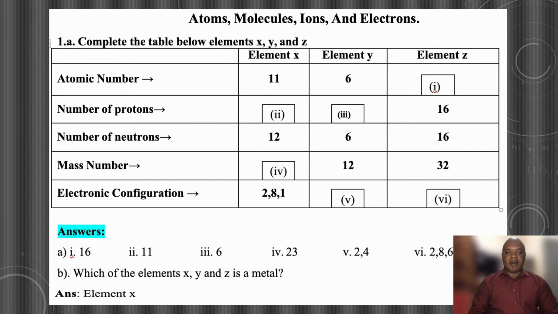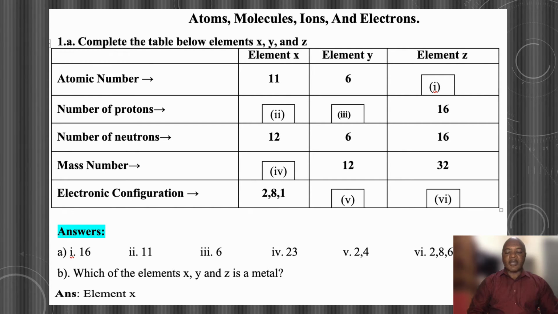The mass number for element X has not been given, but that for element Y and Z has been given. And the electronic configuration has been given for element X, but that for Y and Z has not been given. Now, they are asking us to complete the table below for element X, Y, and Z.